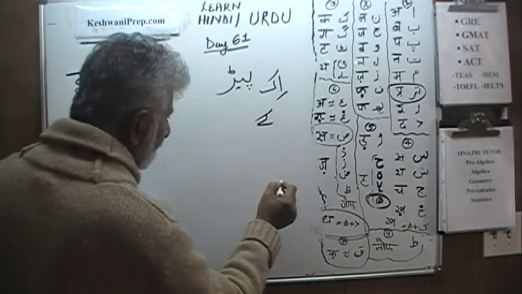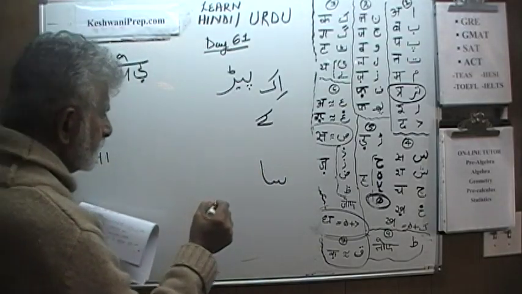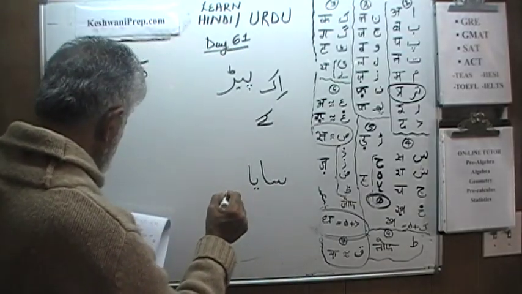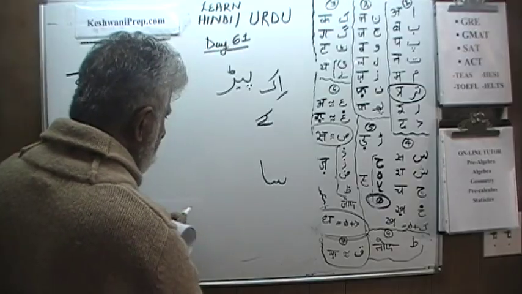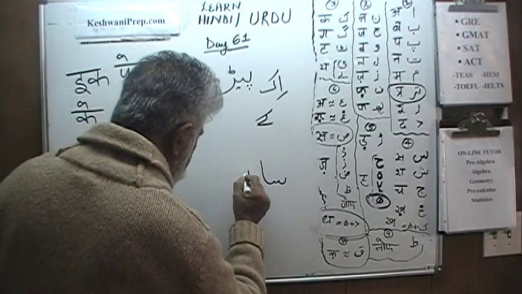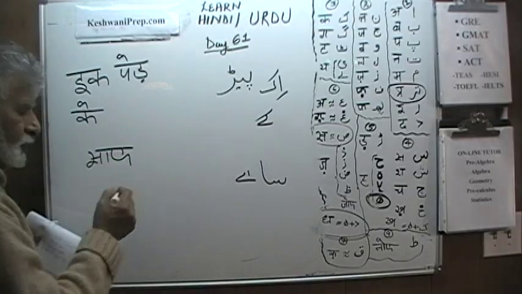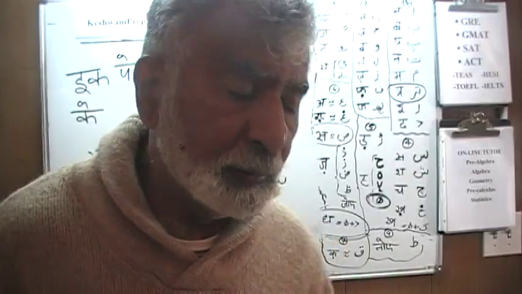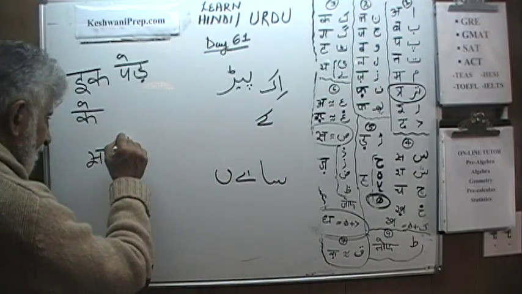Now we need sa and a ya. No, we need sa, a. But so far it says sa a. We don't need sa a, we need a sa a. We need to put a nasalized n at the end. Sa a. And that's like this.